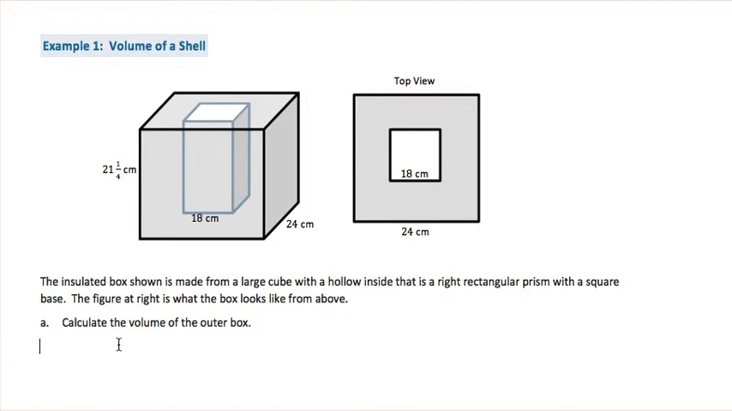So the volume of the outer box would be 18 times 24 times 21 1/4. No, I'm sorry, the dimensions are not right there. The outer box is a cube, so it's 24 by 24 by 24. And the volume of the outer box is 13,824 cubic centimeters.